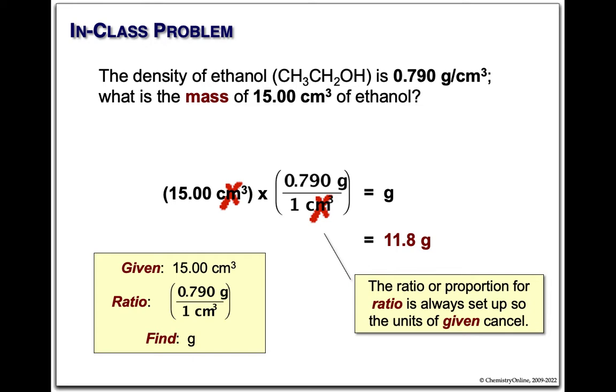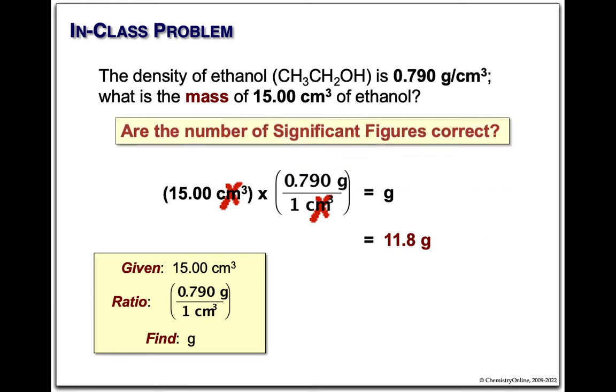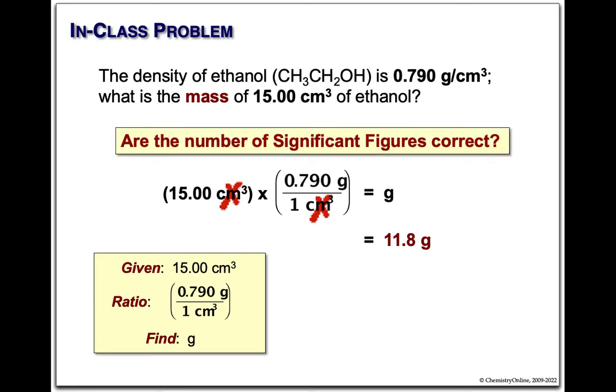Now that's nice and simple, isn't it? There is one thing. As you look at this problem, remember these are measurements, aren't they? Are the significant figures correct? Well, here we have 4, here we have 3. We've rounded this to 3. That's good. The least significant measurement.